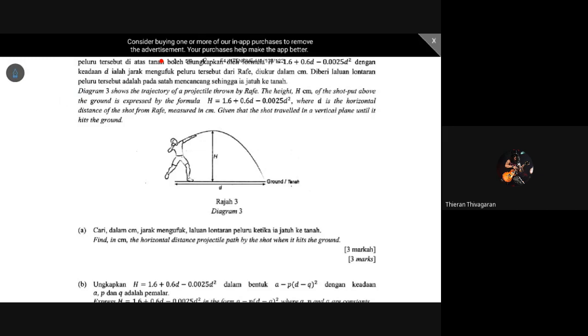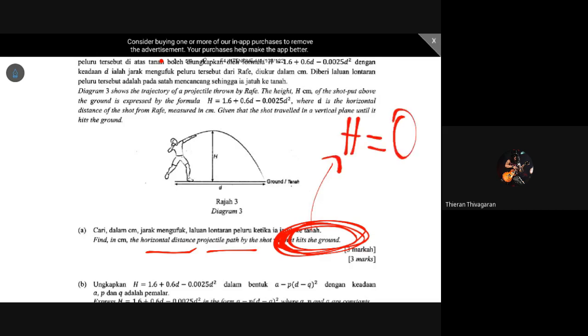Okay, this one, they want you to find the horizontal distance of the projectile when it hits the ground. Okay guys, hits the ground. Apa anggapan kita? What is the assumption? Bila sentuh tanah, maksud dia? Yes, height sama dengan kosong. Ketinggian tu adalah kosong. You have to make this assumption. So then you have to find your horizontal distance.